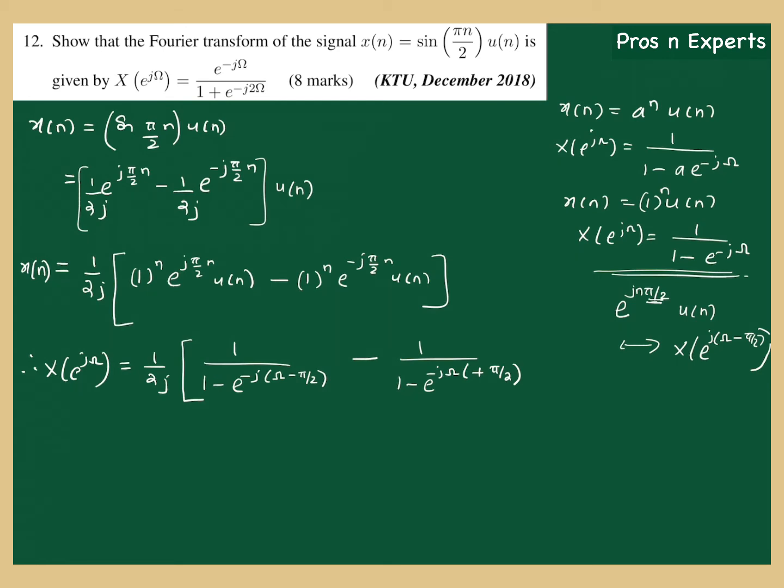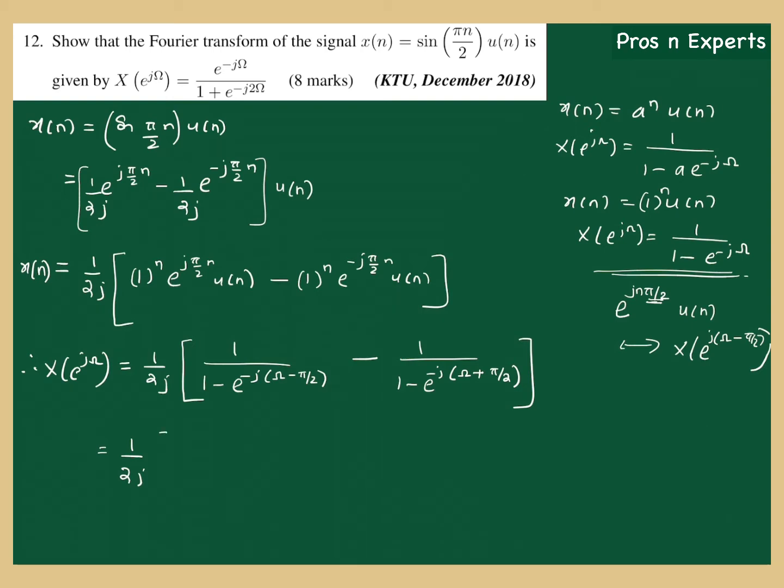Sorry, this was a mistake. Frequency shifting should be there. So it is e raised to minus j into omega replaced by omega plus pi by 2. Okay, right, now this is only a matter of simplification.